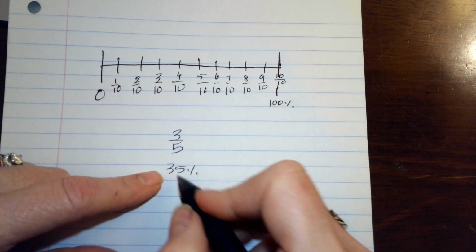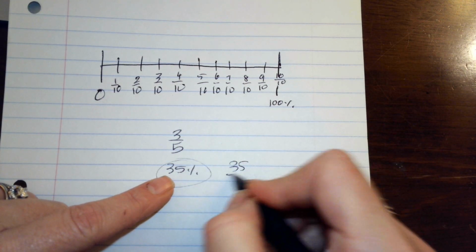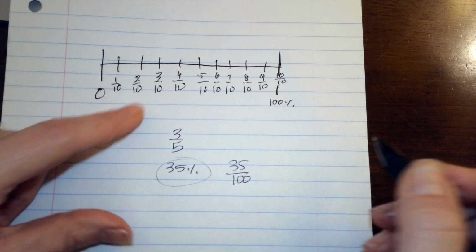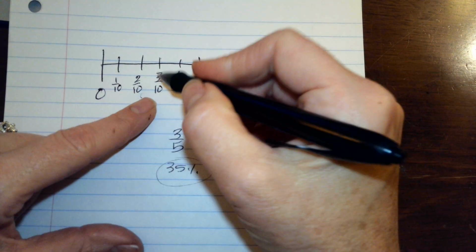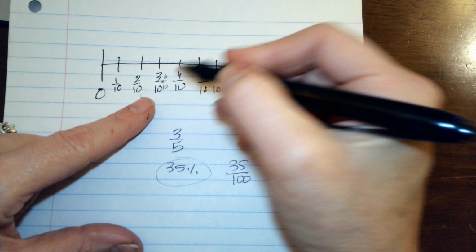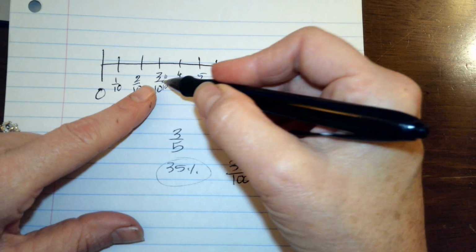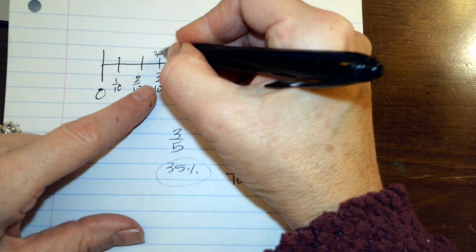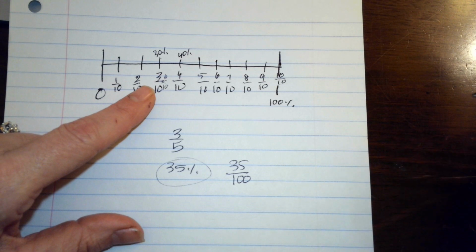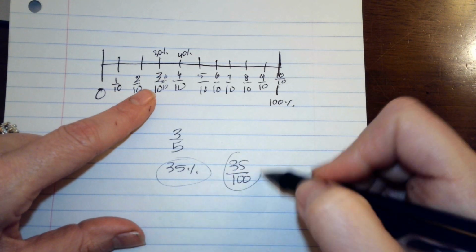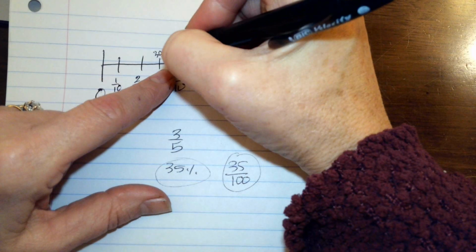Okay. 35% would be 35 over 100. So to make this be over 100, I would multiply this by 10, and anything I do to the denominator, I would do to the numerator. So this is like 30%, and this is like 40%. Does that make sense to you? Because it's 30 over 100. Okay. If I'm looking for 35%, it's going to be in between 30 and 40%.